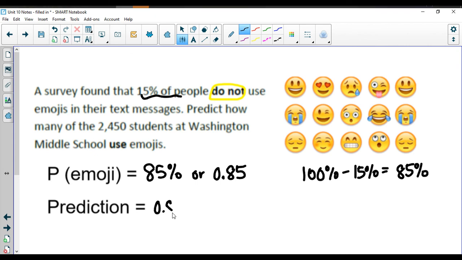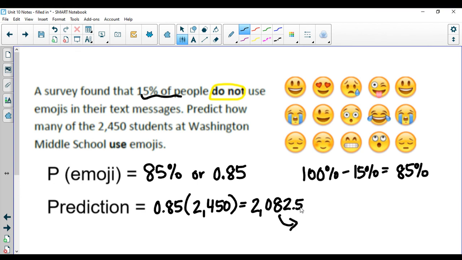Take your prediction then, which is 0.85, and we're going to multiply this by the entire student population of 2,450. So multiplying that, we get 2,082.5. So we have to say we're looking at whole numbers here. So we have 2,082 people who actually would use emojis then.